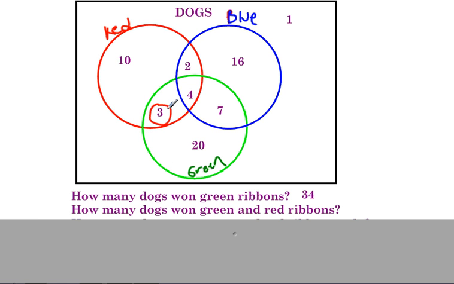So we count the 3. If you look up here with the 4, notice it's inside the green circle and it's inside the red circle. So we're going to count the 4. The 7 is inside the blue circle and the green circle. It's not inside the red circle, so we don't count the 7. And the same thing with the 2. The 2 is inside the red circle, but we're missing the green circle. So how many dogs won green and red? It would be 7.